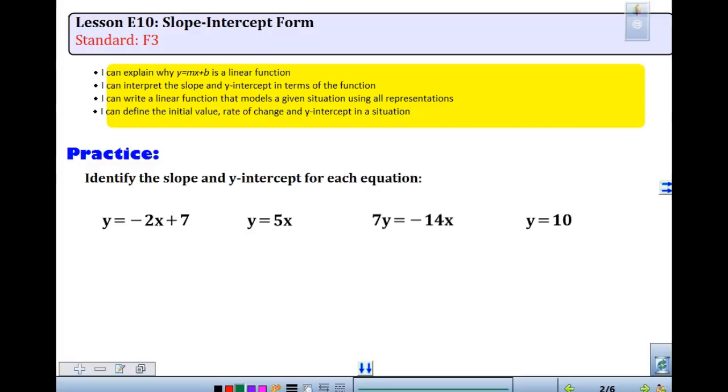Okay, so if everybody's on E10, can I get a volunteer to read the standards? I can explain why y equals mx plus b is a linear function. I can interpret the slope and y-intercept and translate function. I can write a linear function that models a given situation using all representations. I can identify an initial value and the relation between the y-intercept and the situation.